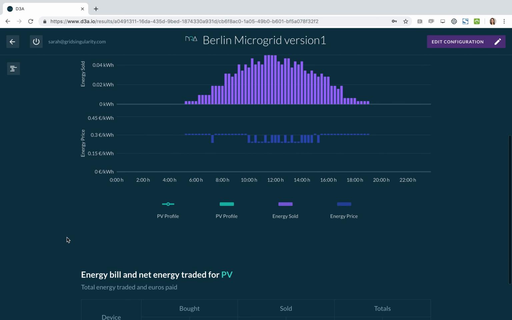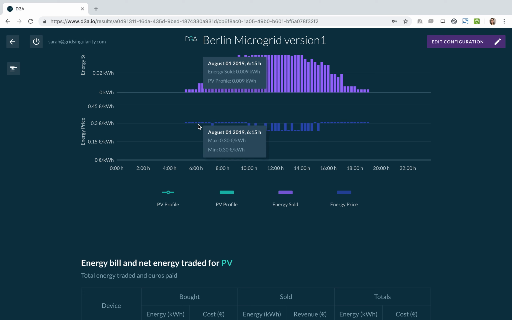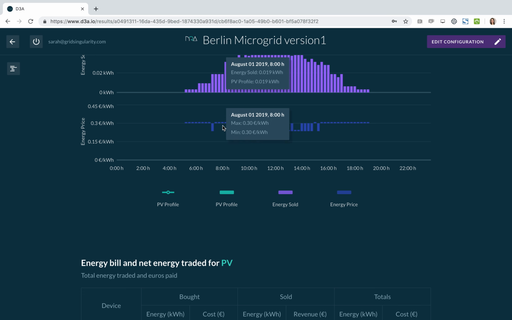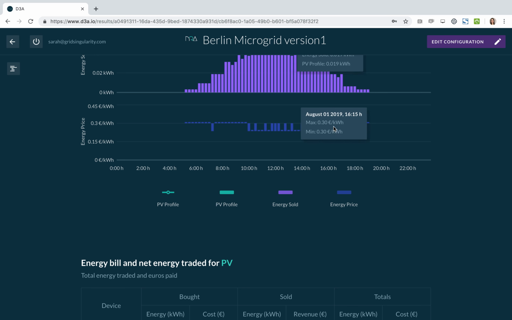And then at the bottom, you can see the energy price. And so this is a graph that shows how much the PV sold its power for. And so in a time slot like 15:15 here, you can see that the PV sold power at two different prices. So it sold power to one buyer at 30 cents per kilowatt hour and another buyer at 24 cents per kilowatt hour. So we can see how the pricing varies for a specific device during the day.